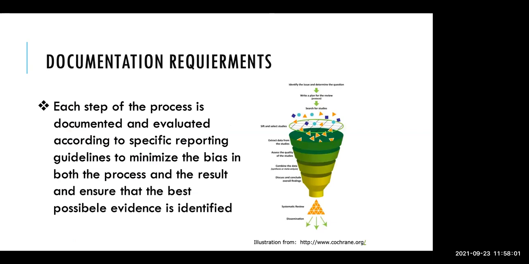But back to this process then, what is different also from a literature review is that every step of what you're doing has to be documented and evaluated according to these specific reporting guidelines. So it's not just the quality of the paper you're including, but also the quality of how you are working, the process of conducting the systematic review. And that is to minimize the bias, not just with the included paper, but also the way the paper has been selected.